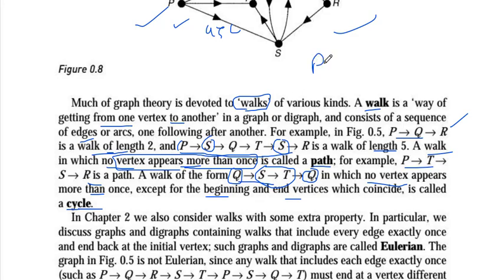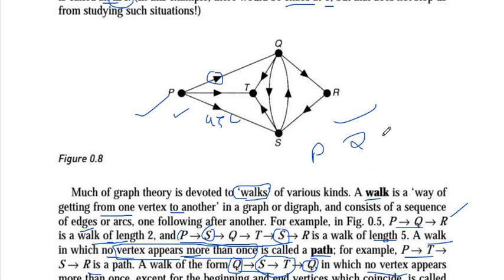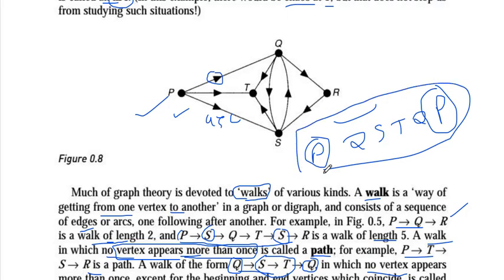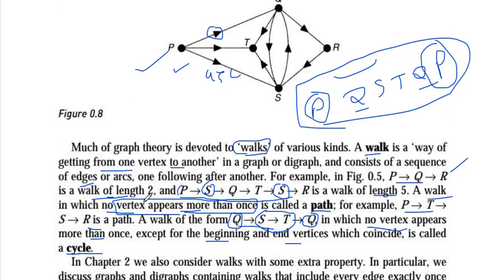Like, say, if I say P Q S T Q and again P, we have started with P and ended with P, but this is not called a cycle. Why? Because we get to Q two times. So a cycle has two conditions: the beginning and ending vertices are the same, and no vertex appears more than once. Then it is called a cycle. So: walk, path and cycle.